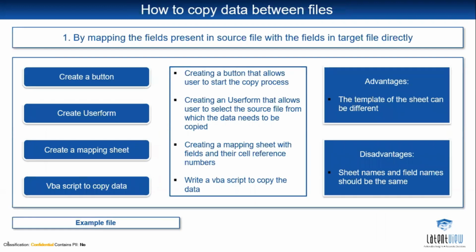So the first method is by mapping the fields present in source file with the fields in the target file. This method involves four different steps. So the first step is to create a button. This button allows the user to start the copy process. Next, we should create an user form. This user form allows the user to select the source file from which the data needs to be copied. And third is creating a mapping sheet. This mapping sheet will have fields and their cell reference numbers. And finally, we'll write a VBA script that copies the data. Let's look into an example.